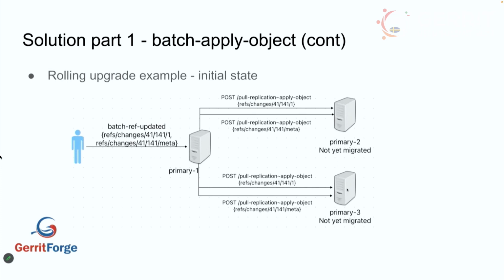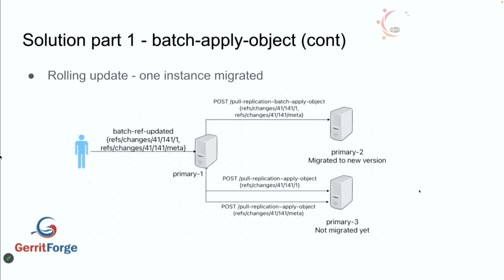Now, the two other primary nodes are still running the old version of the software, which means the flag is assumed to be false. So what primary one is going to do is basically the old or existing behavior, right? It's going to send one request for the apply object for the patch ref and one request for the apply object for the meta ref for one of the targets, and it's going to do exactly the same for the other target.